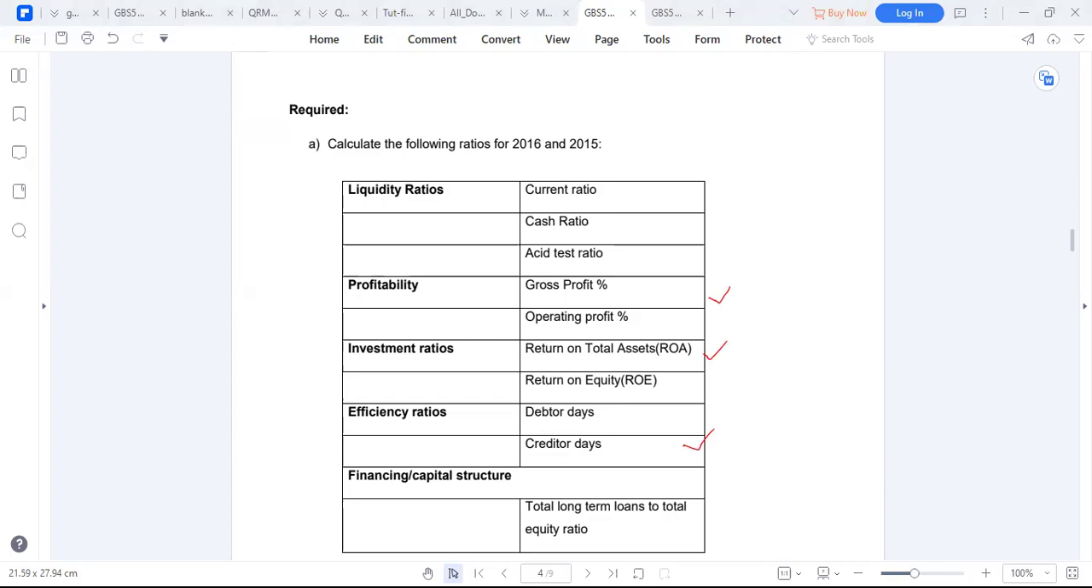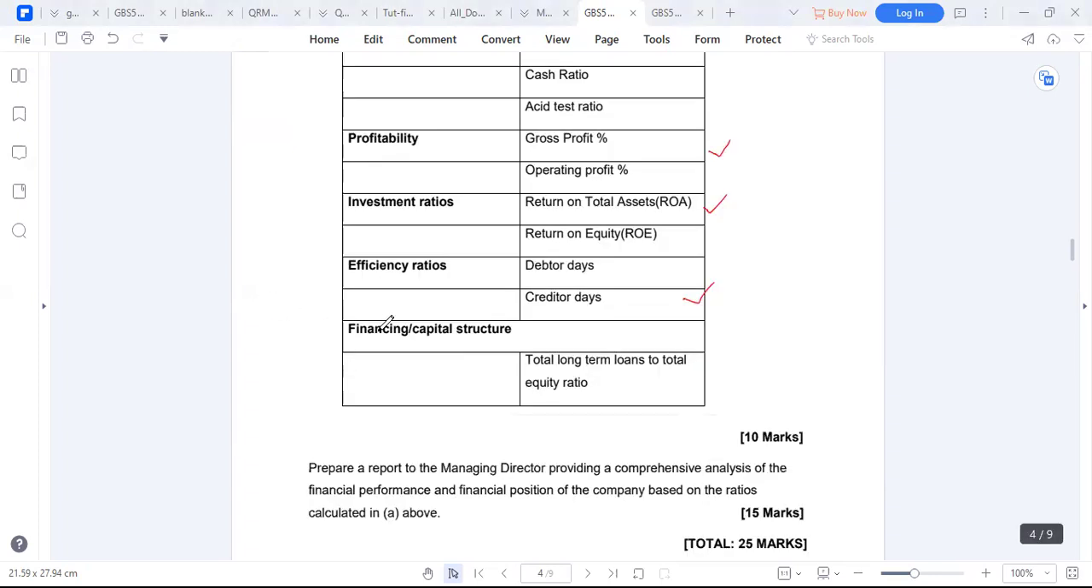So we also have financing structure ratios. Okay, so these ratios basically are important because they help us analyze the proportion that the company has of debt and equity in the company's capital structure. So the total long-term loans to equity ratio actually helps us reflect the company's reliance on debt in financing relative to equity. Okay, so optimizing the capital structure and balancing it up will actually benefit the organization.